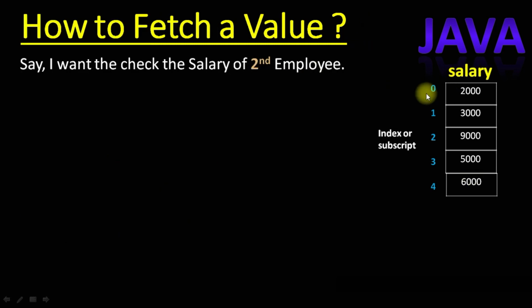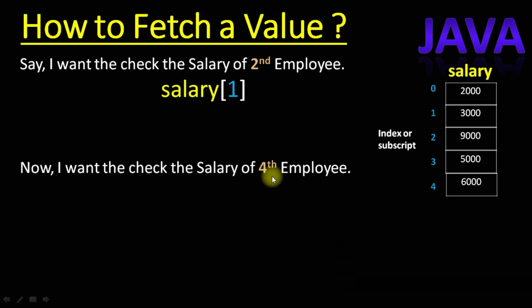Now how do we fetch that? Let's say I have created this salary array and I know these are the indexes. For the first employee it's 2000, then 3000, and each is available at its index like this. Now if I want to check the salary of the second employee, this is my second employee and the salary is 3000. So how can I fetch it using the array? The syntax is something like this: the array variable salary, then under square brackets, for the second employee the index is 1, so in the brackets we give index 1. This gives me the 3000 value.